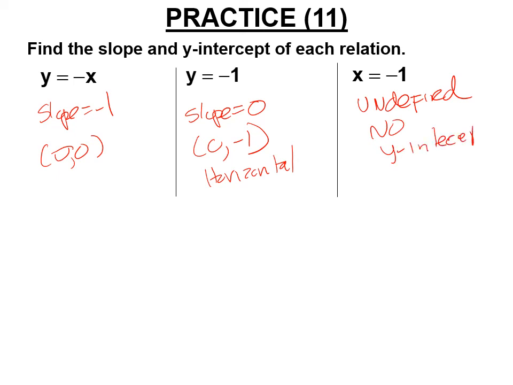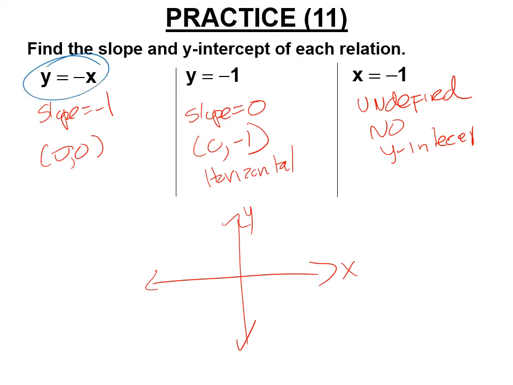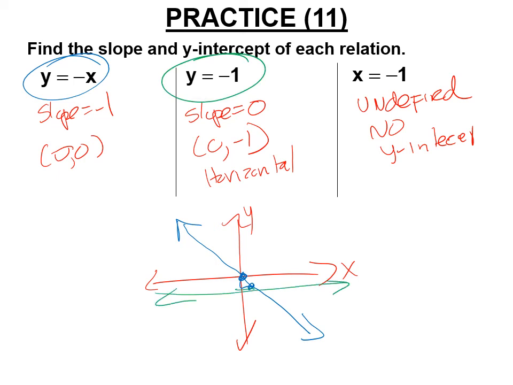Let me just quickly sketch all these. The first one goes through (0, 0) and has a slope of -1. The second one is a horizontal line through -1. The third one is a vertical line that looks like that. And you've got to get all that. I didn't spell undefined correctly. There you go. And I'm a little sloppy on y-intercept. Got to get those straight in your head in the homework tonight.